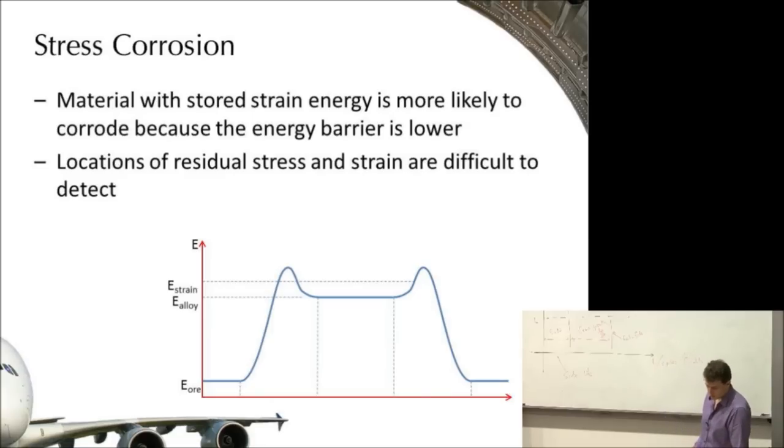Okay. Stress corrosion is a special type of corrosion where things will corrode more if they're stressed more. So for places where there's stress concentrations, they will be the places that will corrode first. It's often called stress corrosion cracking.